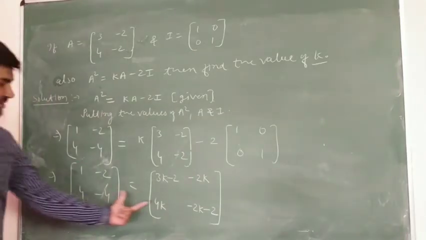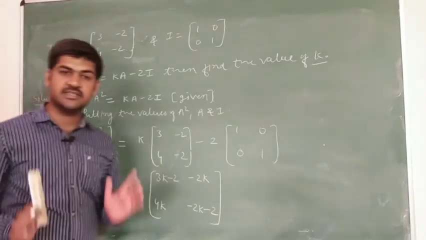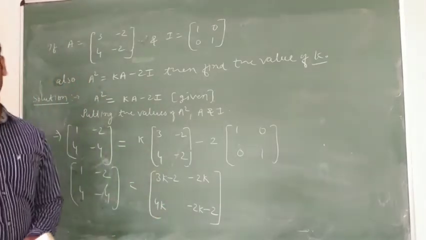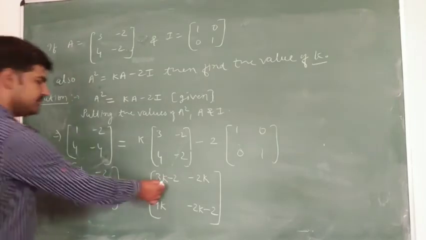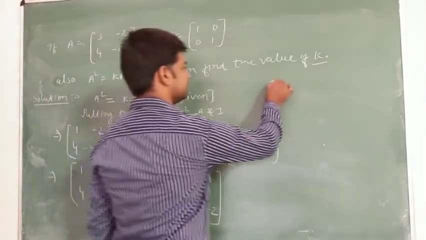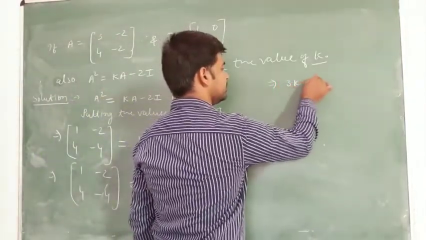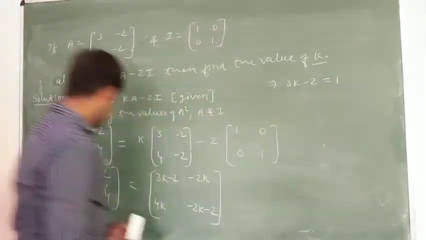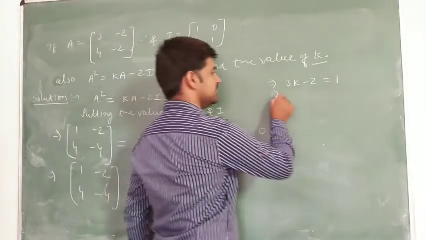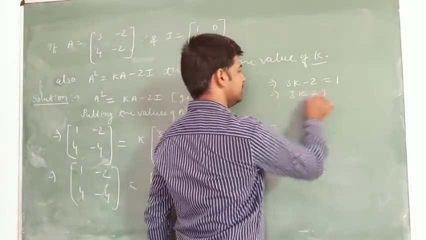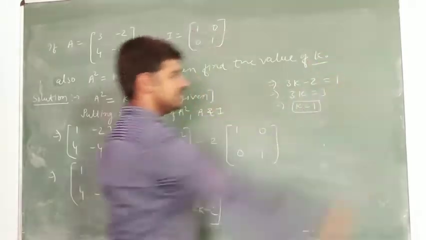We have got two matrices equal, students. So how can two matrices be equal? Two matrices are equal when their corresponding elements are equal. So the first element, this will be equal to this particular. We get 3k minus 2 is equal to 1, and that can be written as 3k is equal to 3, which implies that k is equal to 1. We have got the value of k is equal to 1.